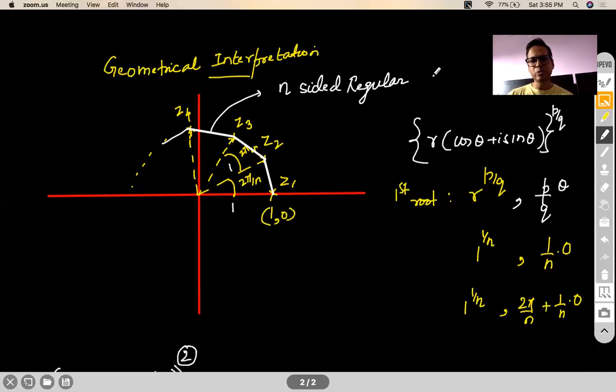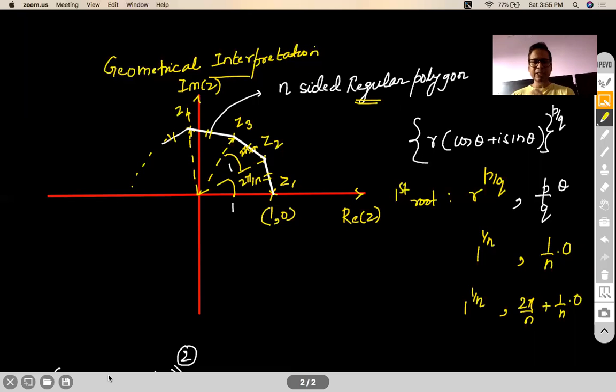I would request you to compare this case with the cube roots of unity. In cube roots of unity, if you recall, when we placed the cube roots of unity on the Argand plane and connected them, we got an equilateral triangle. An equilateral triangle is actually a special case of an n-sided regular polygon. That means these side lengths will all be equal.